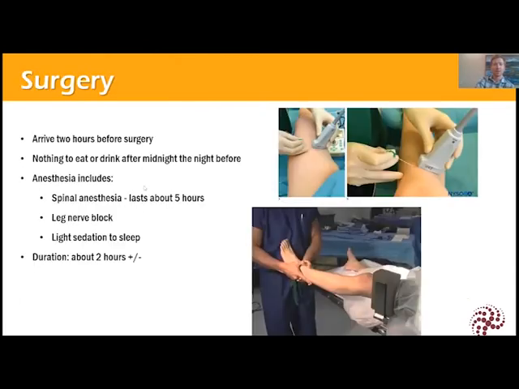And then the surgery itself, you usually have to arrive 2 hours or so before surgery. They always give you a call, let you know what to do, nothing to eat or drink. And I kind of go through this just to give everybody a basic idea of what it's like to be a patient who undergoes one of these operations.